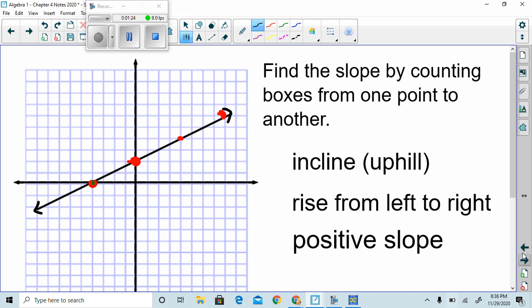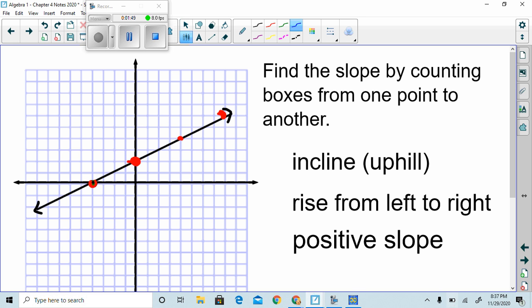Well, we have a way of calculating slope without using the slope formula. We're going to count boxes, and we're going to make what we call a slope triangle, and we're going to highlight the rise over the run. So let's take a look at what this looks like. I'm going to be counting again boxes, and when I look at this, I'm going to notice right away that this is going uphill, so it's a positive slope.